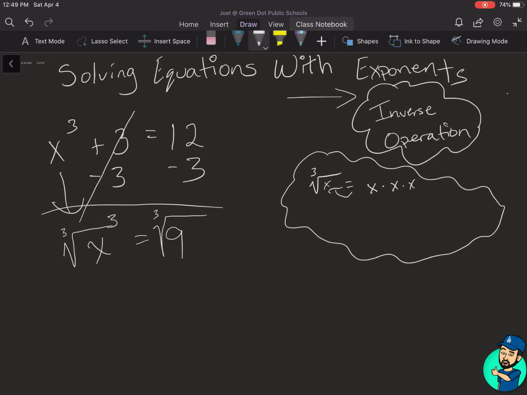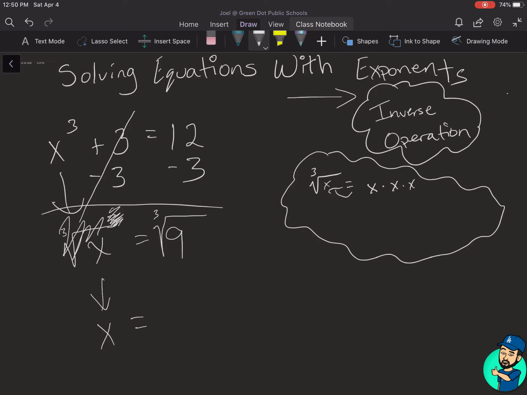Okay. So now, let's go back to the problem. On the left-hand side, the cube root gets rid of the cubed. Now I have x by itself. Now if you look at the right-hand side, what number can I multiply by itself 3 times to get 9? That's just the tricky one. So now some of you guys will say 3, because 3 times 3 equals 9. But no, it's not going to be 3. What would it be? You think it's 2?